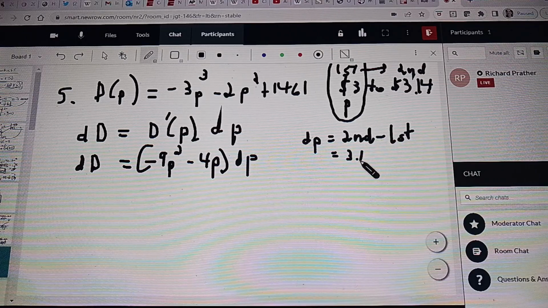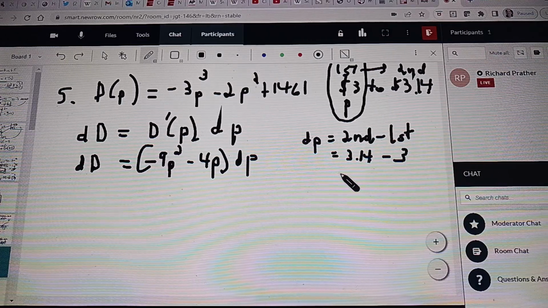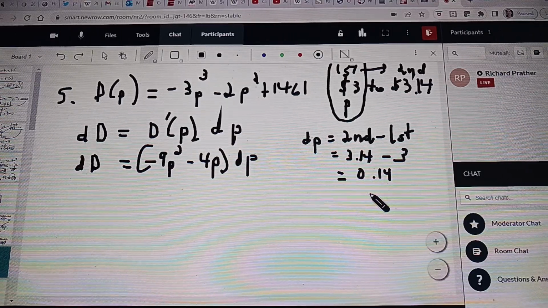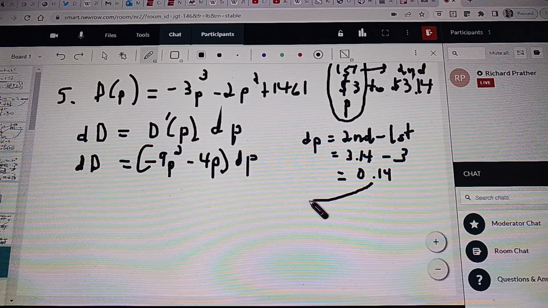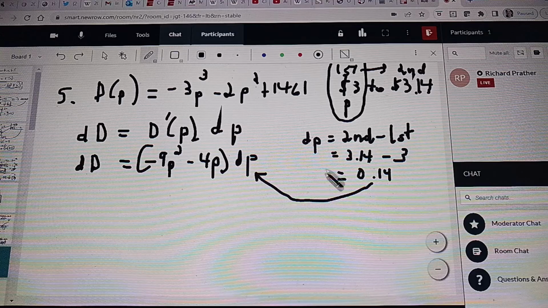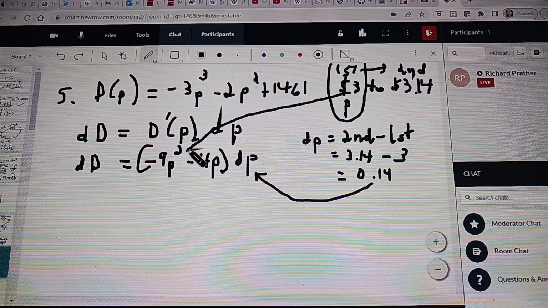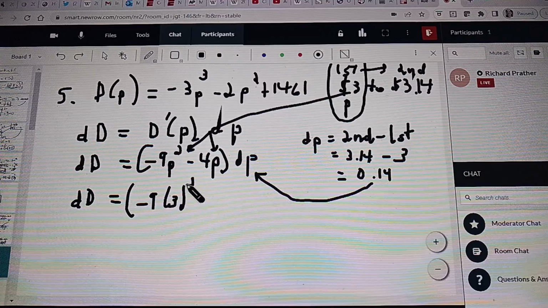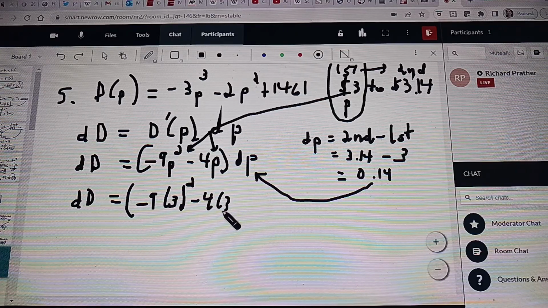So 3.14 minus 3, there was a change in price of 14 cents. And it did go up in price. That makes sense that that's positive. The price increased by 14 cents. What happened to demand because of that? So put 0.14 here and put 3 in for the P's. The change in demand is negative 9 times 3 squared minus 4 times 3 times this increase of 14 cents.